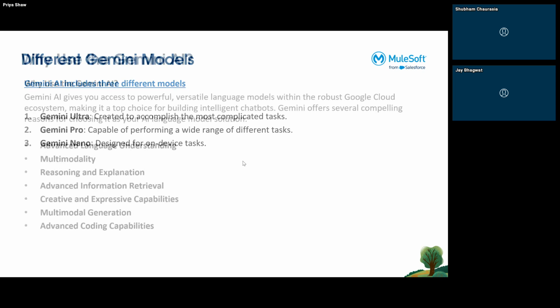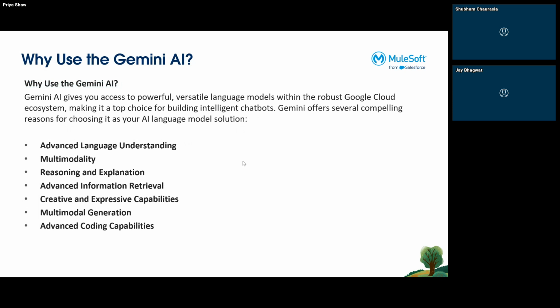So why should we use Gemini AI? Obviously, we know Gemini is powerful and very versatile when it comes to language models, but let's see what its major reasons for choosing it are. First is advanced language understanding: Gemini AI understands more than 40 languages. The next is multimodality. That means Gemini is not restricted to text. It can also understand images, audio, video, etc. So this makes it multimodal.